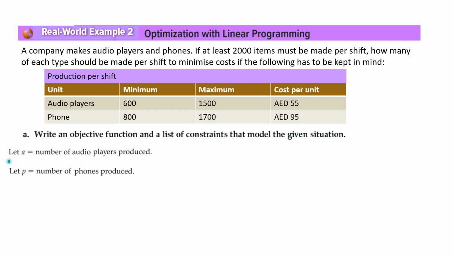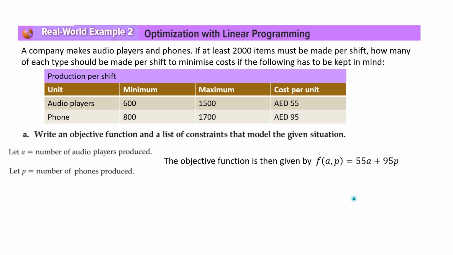So we can write: let A be equal to the number of audio players produced and P be the number of phones produced. Based on this, what will be our objective function? We are looking to minimize costs. So to write the objective function, we would look at the total cost and try to minimize it. So our objective function is given by a function of A, P, which is 55A plus 95P. So this is our objective function.